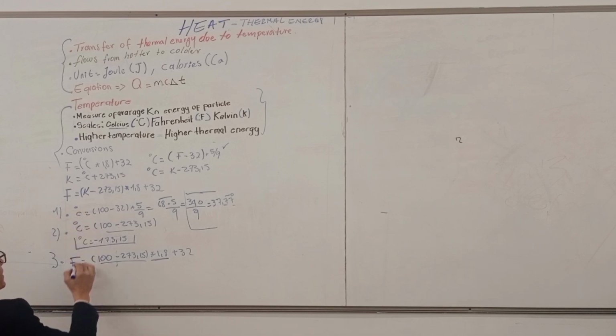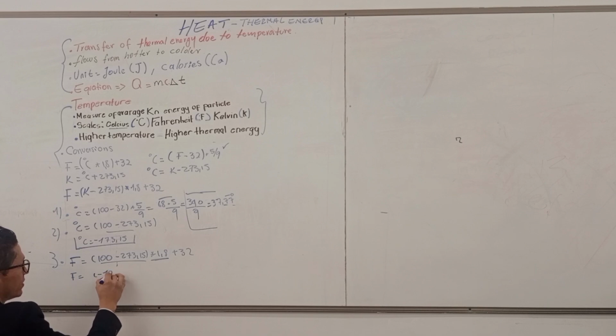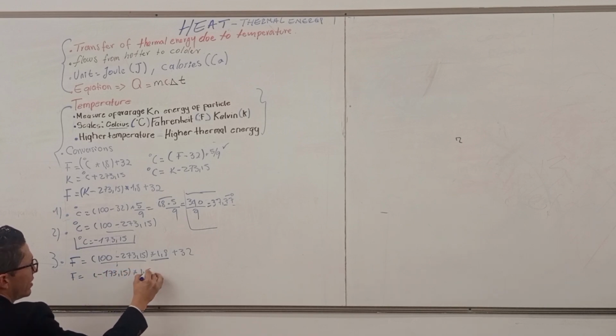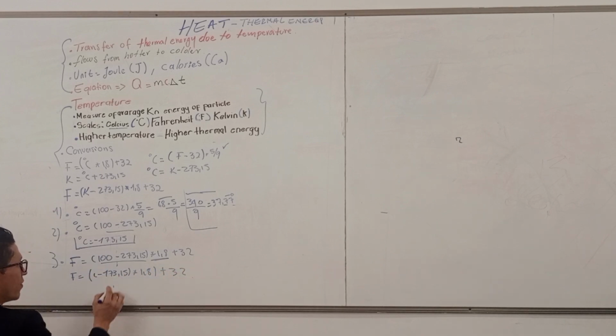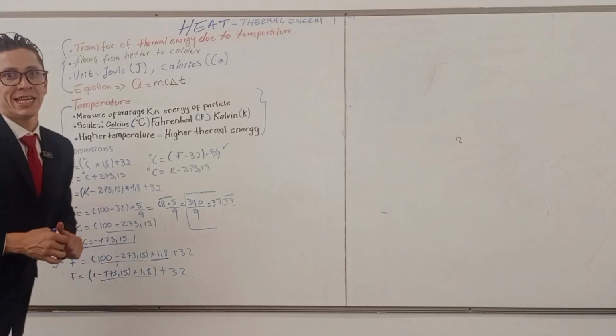Now here, it's equal this minus, right, this plus 32, right? We have to multiply this. Let's do it.